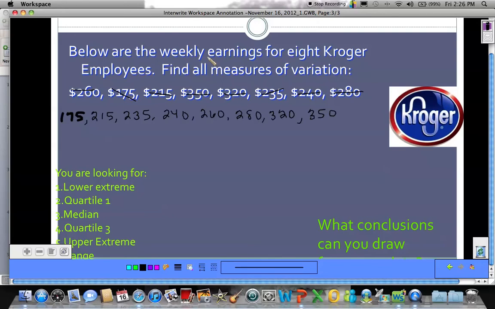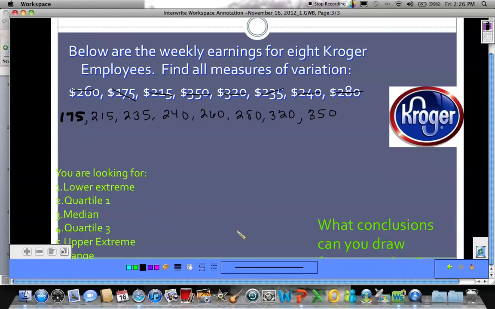All right, and then this is what we're looking for. We are looking for the lower extreme, Q1, median, Q3, upper extreme, range, and interquartile range. Those are the really 7 things we're looking for. The first 5 make up the 5-number summary.